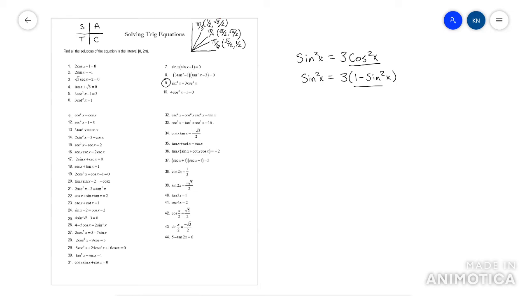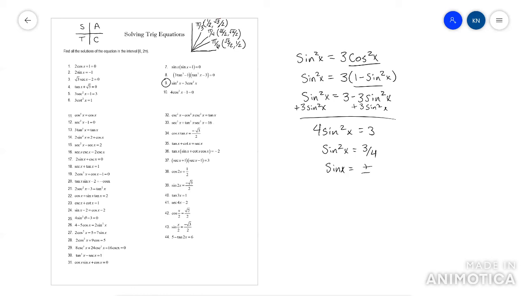All right, so from here, you're going to distribute the 3. All right, now get all your sine squareds to one side. So I'm going to add 3 sine squared. I'm going to move this guy to the left because I have like terms. So now it's 4 sine squared equals 3. Divide by 4. Root it. Don't forget plus minus. So it's root 3 over 2 because root 4 is 2.